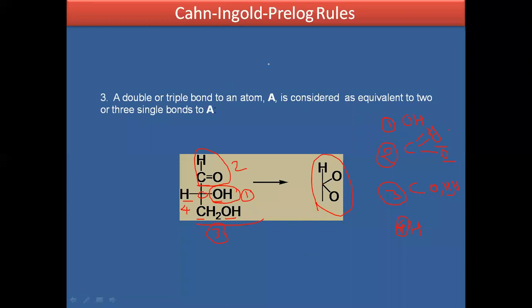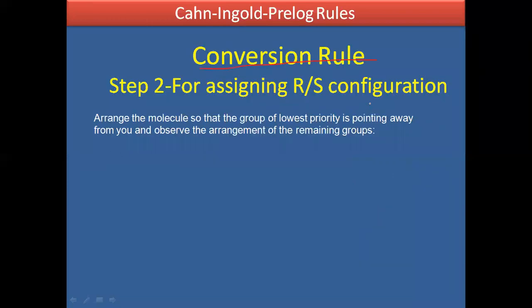Now, second rule, that is the conversion rule. Conversion rule means after assigning the priority, we have to assign the configurational name in the form of R and S. This is the second step as per the Cahn-Ingold-Prelog system. First step is sequence rule. Second step is conversion rules.